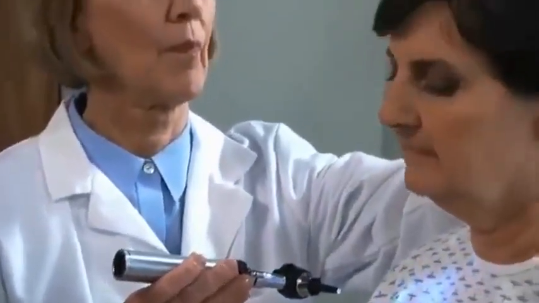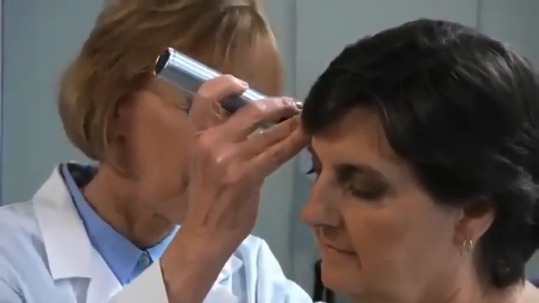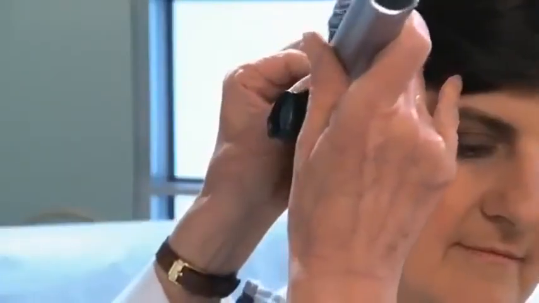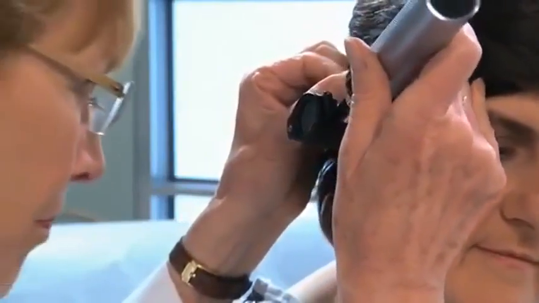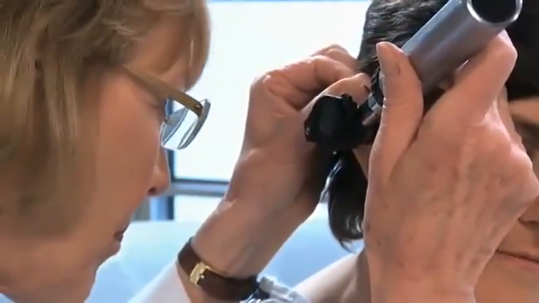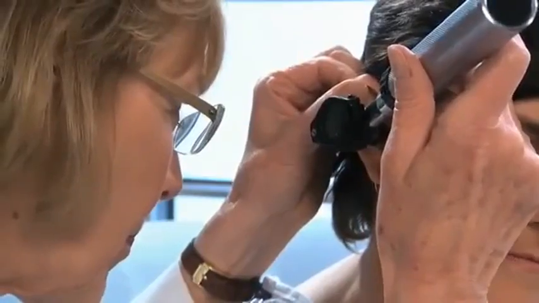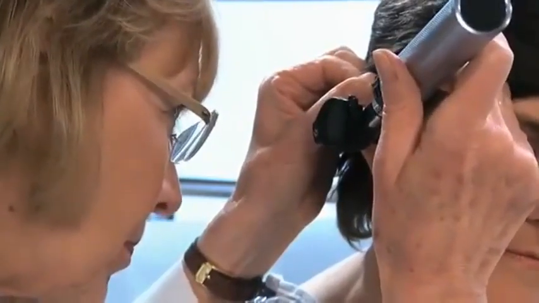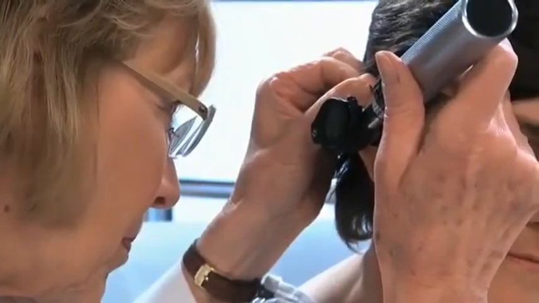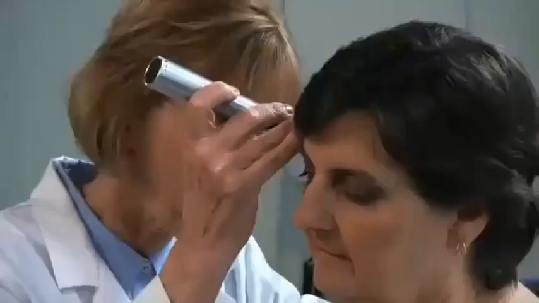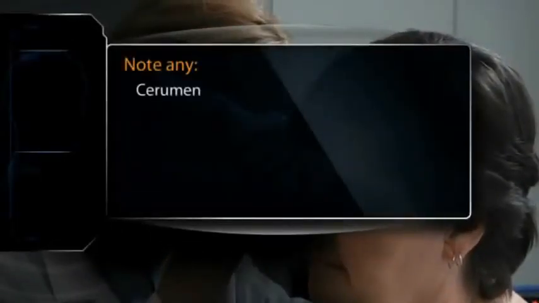Next, examine the ear canal and eardrum using an otoscope. To do this, select the largest speculum the patient's ear canal will accommodate. Position the patient's head so that you can see through the otoscope comfortably. To straighten the ear canal, grasp the auricle firmly but gently, and in an adult, pull it upward, back, and slightly away from the head. Insert the speculum gently into the ear canal, directing it somewhat downward and forward, bracing your hand against the patient's face. Note any cerumen or earwax that may impair your view.